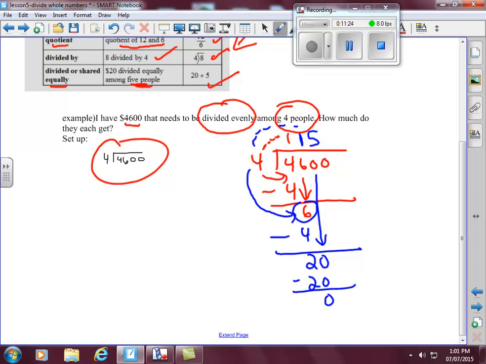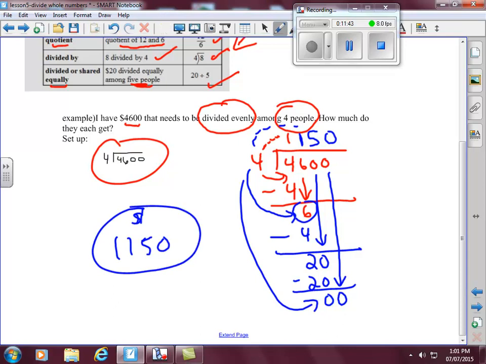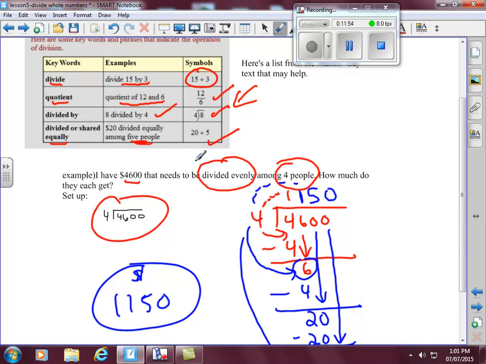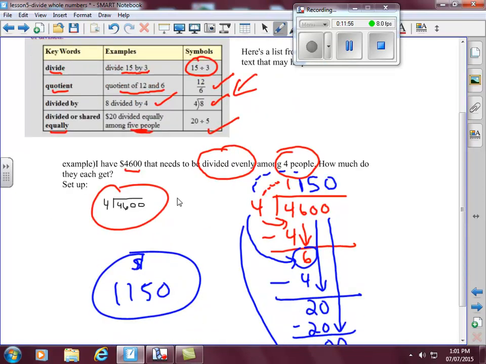No remainder, but bring down the last guy. You got to keep going. Bring down the last digit. You have to perform that last one. 4 goes into 0. Another way of saying that, it means 0 divided by 4 is 0. So voila, 1,150. They would each get 1,150 bucks. Okay? So be on the lookout for those types of phrases and words when you're dealing with a word problem.